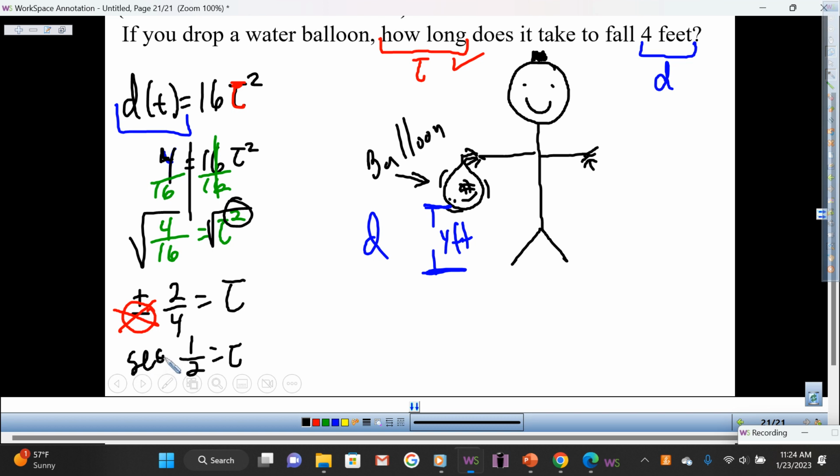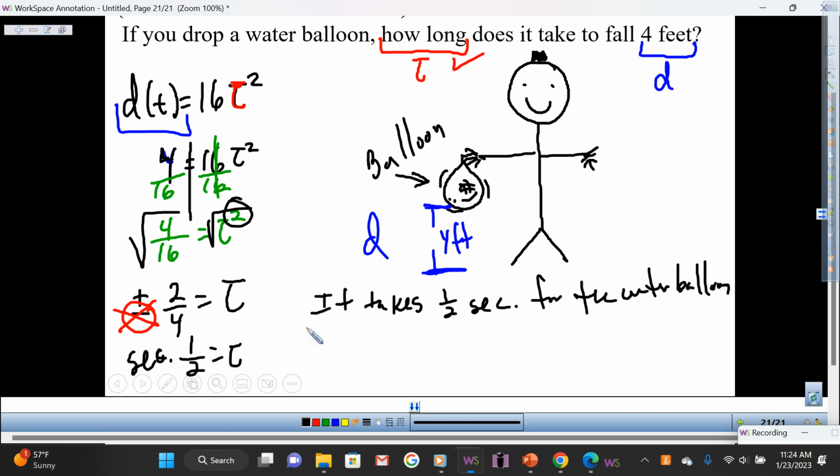Second. All right. So from now on, any word problem we need to answer with a sentence. Let me read the problem. It says, if you drop a water balloon, how long does it take to fall 4 feet? Ivan, go. Tell me what to write. Yes? It takes half a second for the water balloon to fall 4 feet. Thank you.